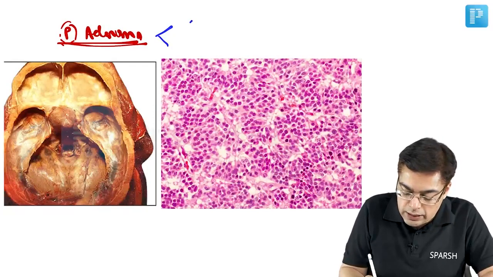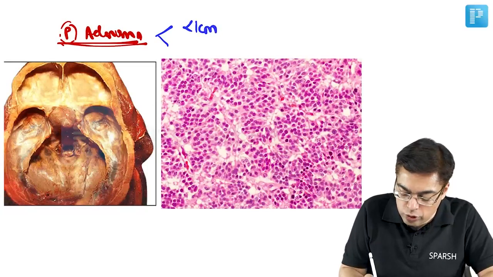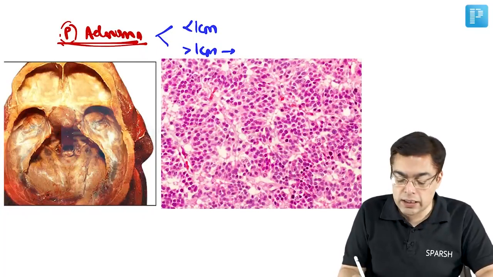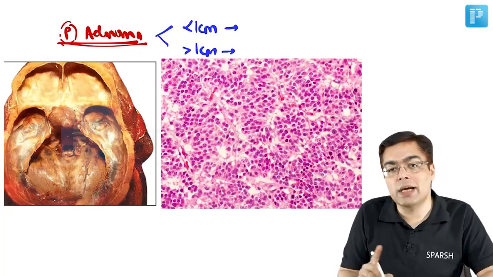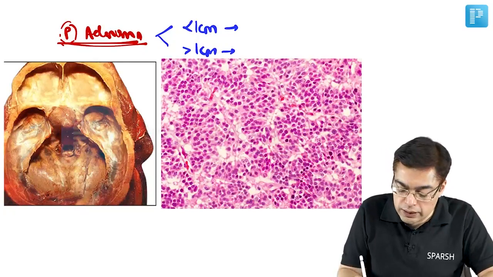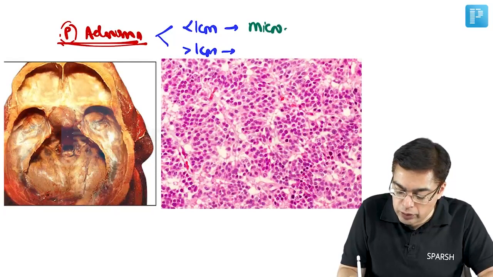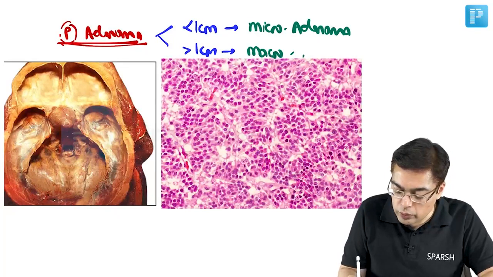What has been asked in the exam earlier is whether the pituitary adenoma is going to be less than 1 centimeter in size, or more than 1 centimeter in size, so that 1 centimeter value is actually the threshold value. Less than 1 centimeter, you would call it a microadenoma, and whenever the pituitary adenoma is more than 1 centimeter, it is given the name of a macroadenoma.